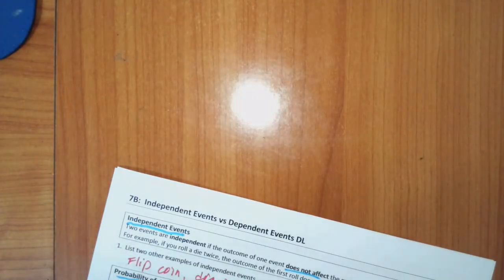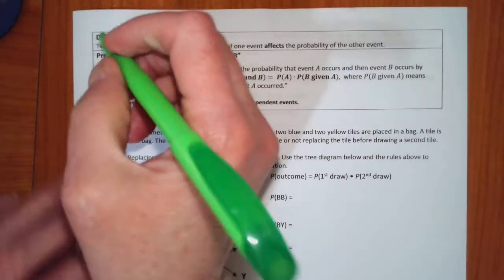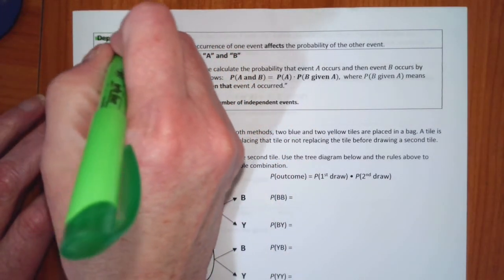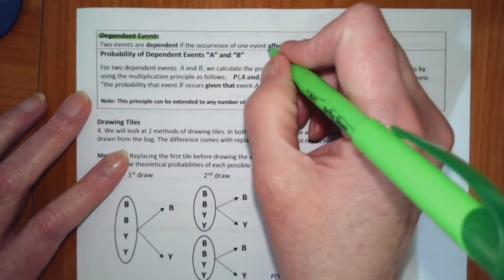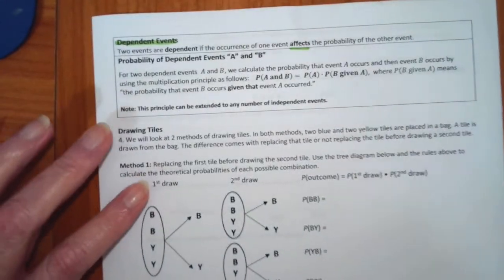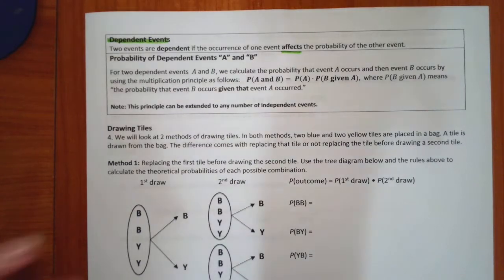All right, now let's look at dependent events. Two events are dependent if the occurrence of one affects the probability of the other. So this means that what happened the first time impacts the outcome for the second one.